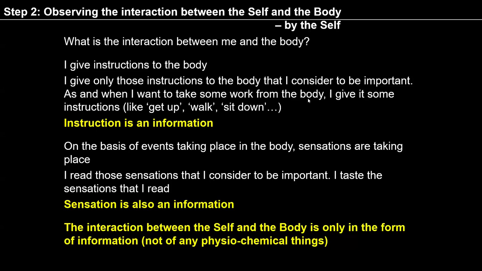Similarly, on the basis of events taking place in the body, sensations are taking place. And I read those sensations that I consider to be important. And these sensations which I am reading are also information. So I instruct the body with some information. I read sensation from the body, and these sensations are also information. So information is exchanging between the consciousness and the body. The interaction between the self and the body is only in the form of information, not of any physicochemical things. So it is very important to observe it, that no physicochemical thing is being exchanged between me and the body. Only the information is being exchanged between the self and the body.